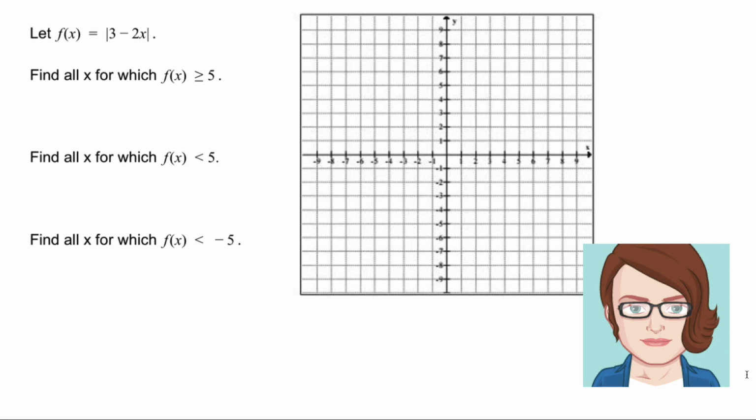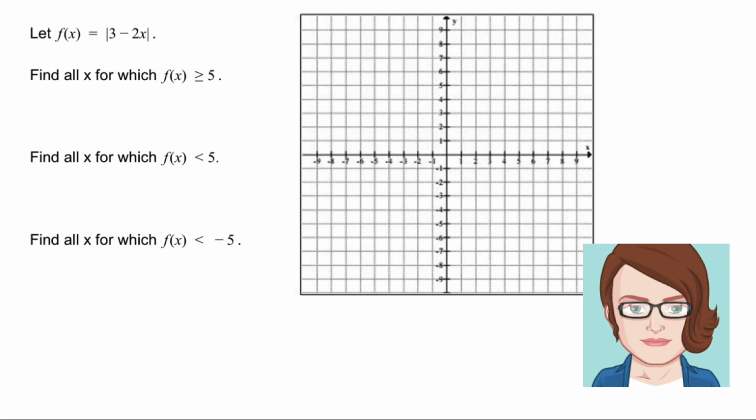Hey, welcome. In this video, we're going to be solving absolute value inequalities graphically. We're going to start with this example where we let the function f be equal to the absolute value of 3 minus 2x. We want to graph this. Well, how would we graph this? One way is to graph it using a graphing calculator, and we will do that on the next example.